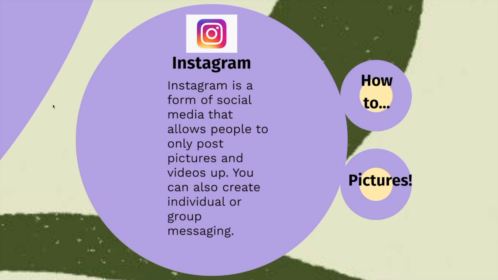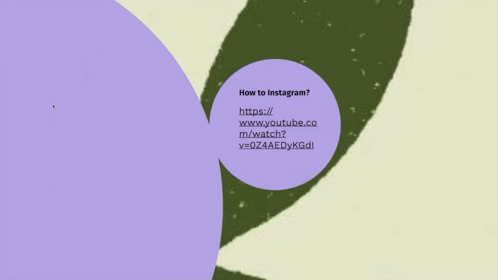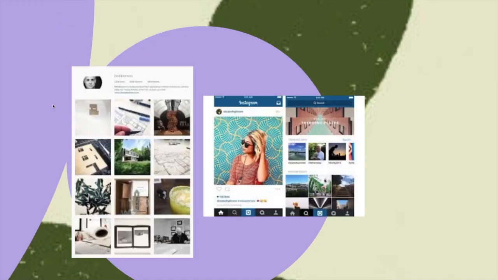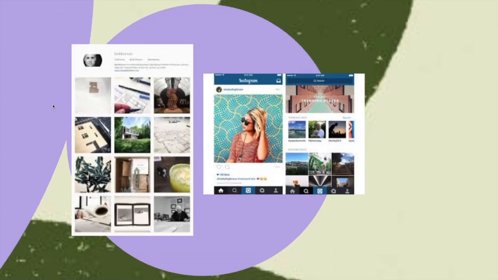Instagram. Instagram I probably use the most. Instagram is a form of social media that allows people to post pictures and videos. You can also create individual or group messages, which I do a lot, for those that I want to stay in contact with, and even classmates. I would talk to them on Instagram and figure out some help on the schoolwork and other things like that. And how to use Instagram, another helpful website that I have there, and just basically what Instagram looks like.